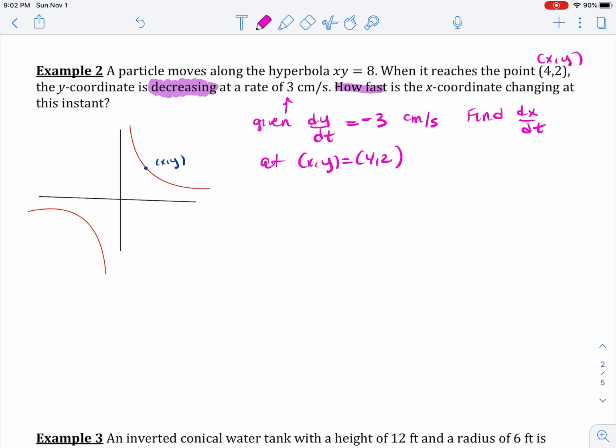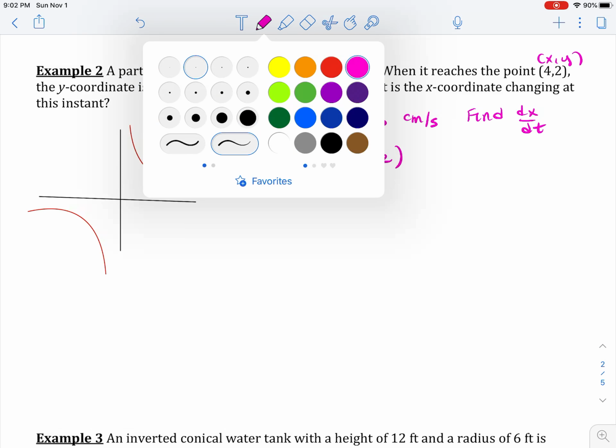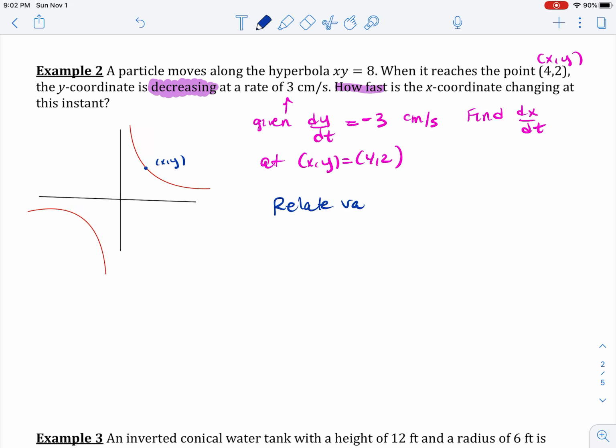And also given at (x, y) equal to (4, 2), find dx/dt. Good. And in this case, they've already given you the relationship between the variables. So in relating the variables, we already have that x times y is equal to 8. Good. So we don't have to actually draw the picture here. They've already given you the relationship between x and y. So how fast is x changing when y is changing at that rate? So now it's time to relate the rates. And how do you relate the rates? You do implicit differentiation again.